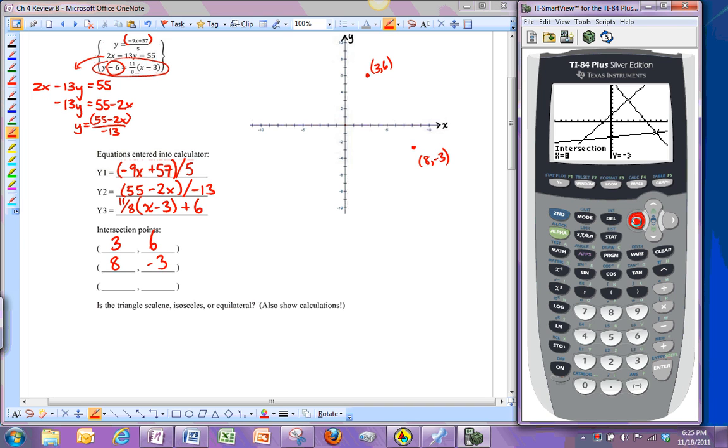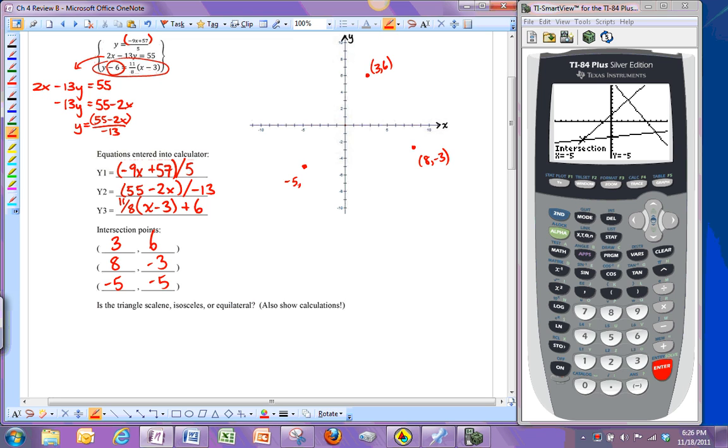Okay, so we got one more to go. So let me do second calc again. Intersect. What line am I on here? Okay, that line won't help. I need this one and this one now. So I'm going to shift around. There's one line. I think my cursor's way up here somewhere, so let me move it over. There it is. Hit enter there. The guess. Okay, close enough. And negative 5, 5 is that last point. So negative 5, 5 right here. Negative 5, negative 5. So here's my triangle.